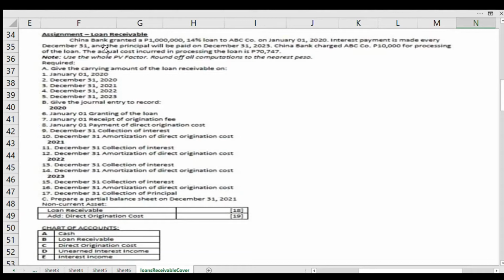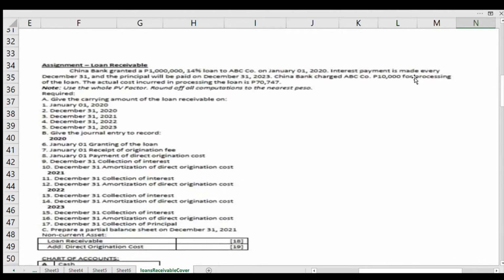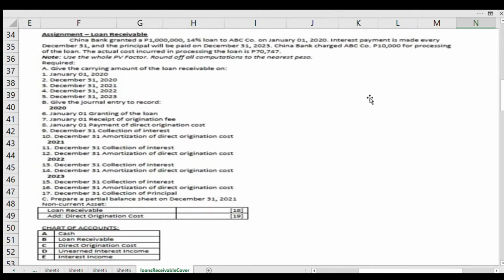Ang problem is China Bank granted 1 million 14% loan to ABC company on January 1st, 2020. Interest is made every December 31st, and the principal will be paid on December 31, 2023. So this will last for 4 years, the whole 2020, 2021, 2022, and 2023. So given din dito, China Bank charged ABC company 10,000 pesos for processing of the loan, and also the actual cost incurred in the processing of the loan is 70,747.